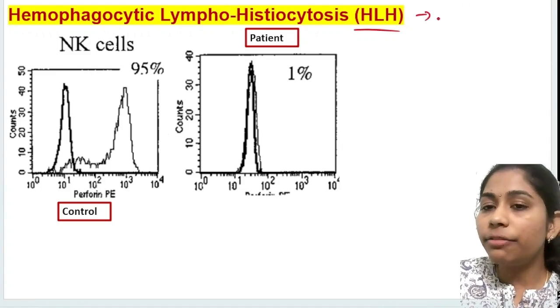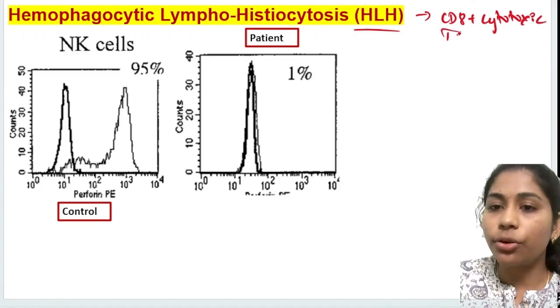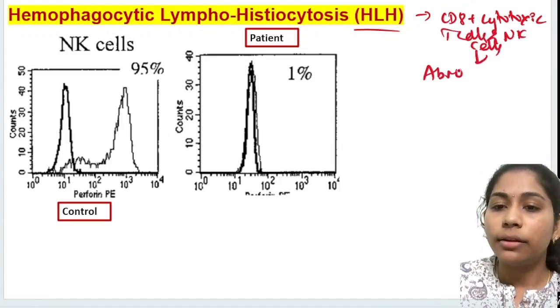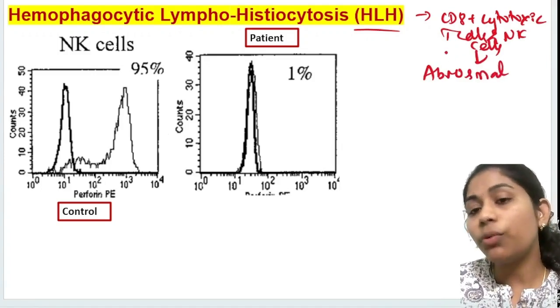Okay. So HLH, what is the defect? Yes, the CD8 positive cytotoxic T cells and NK cells. These cells are abnormal. Whatever their function they should normally do, they are not doing that. So what is their normal function?